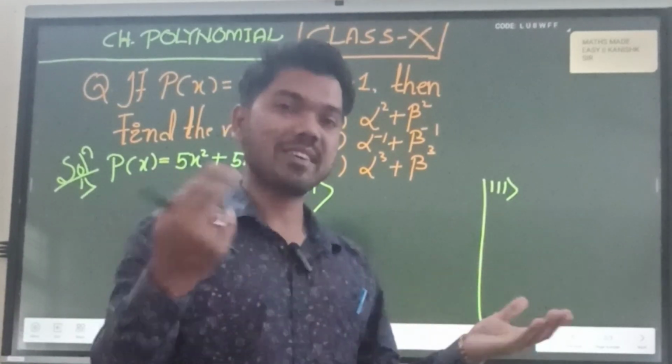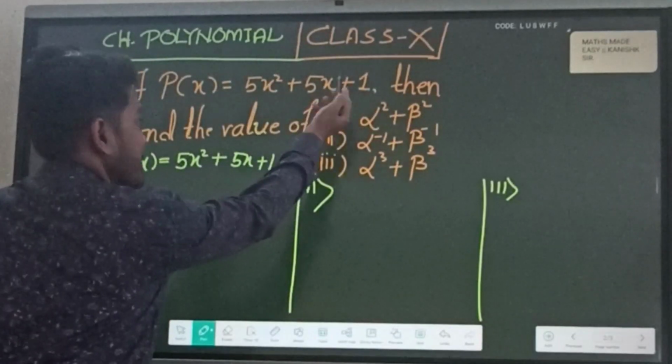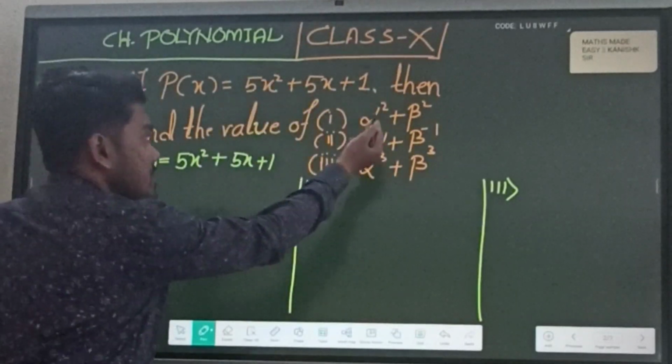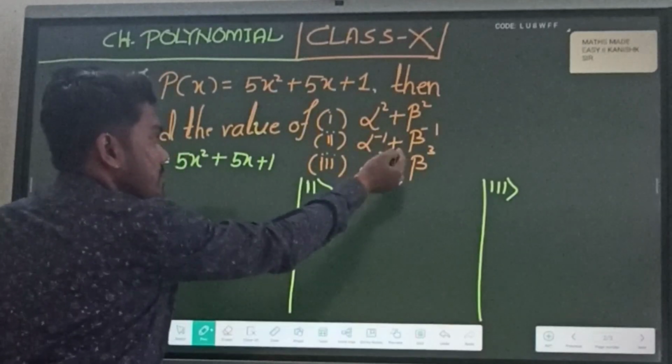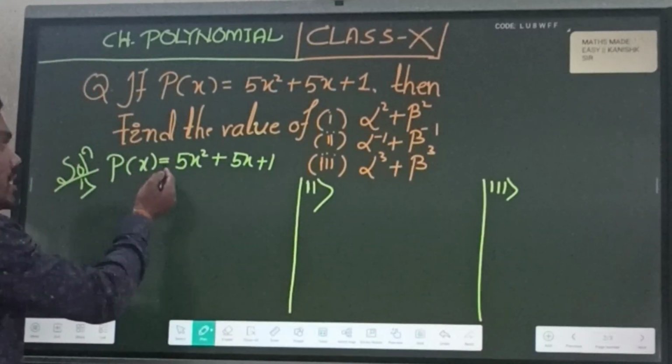Important question of Class 10th Polynomial chapter. So let's see what is the question. The question is, students, if p of x is equal to 5x square plus 5x plus 1, then find the value of alpha square plus beta square, alpha inverse plus beta inverse, alpha cube plus beta cube. So the polynomial is, students, p of x is equal to this.